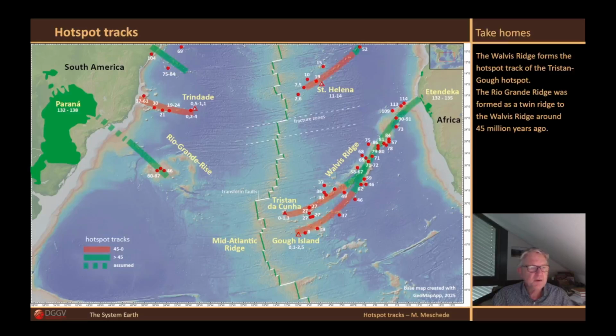Here I have drawn the hotspot tracks as colored lines. Between 40 and 50 million years, something happened, namely the direction of the hotspot tracks changed a little. And from around this time onwards, the hotspot forming the Walvis Ridge is completely under the African plate, and therefore the South American plate no longer receives any material from the hotspot, which could have supplied a volcanic chain.